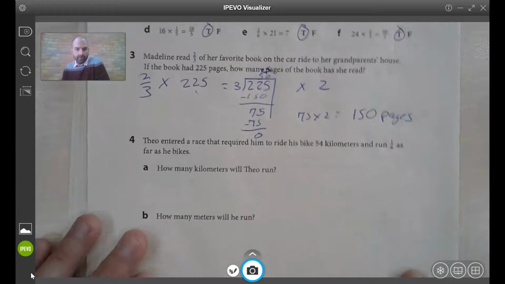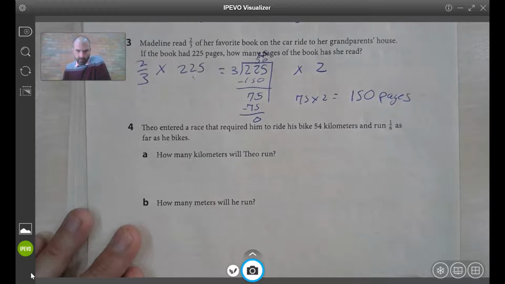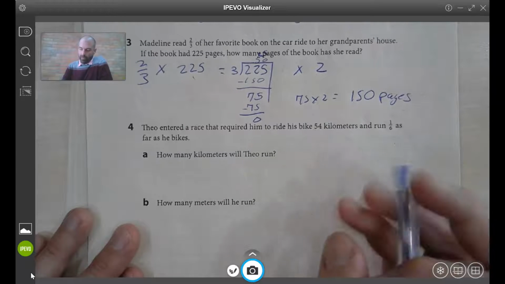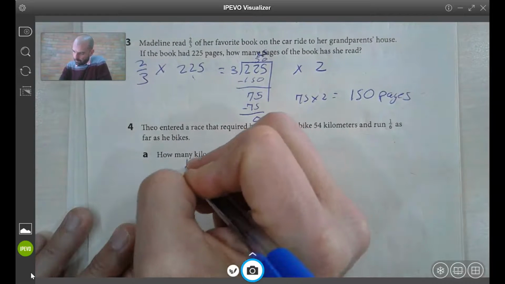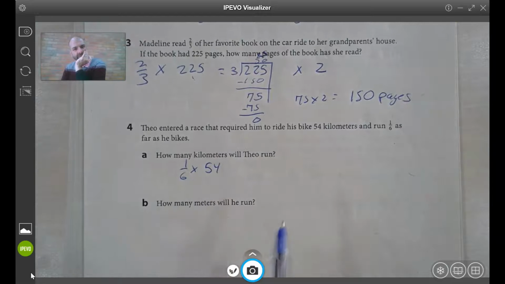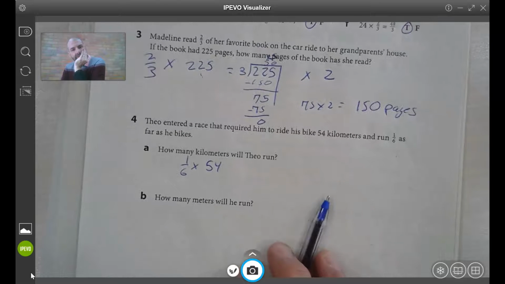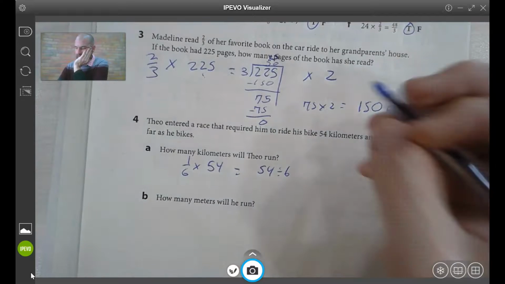All right, Theo entered a race that required a 54 kilometer bike ride and a run 1/6 as far. How many meters will he run? All right, so he has to run 1/6 of 54 kilometers. There's 6 and 54. This is equal to 54 divided by 6. Think about that.